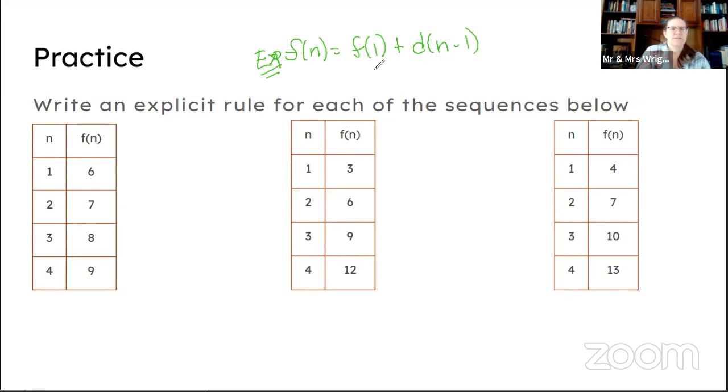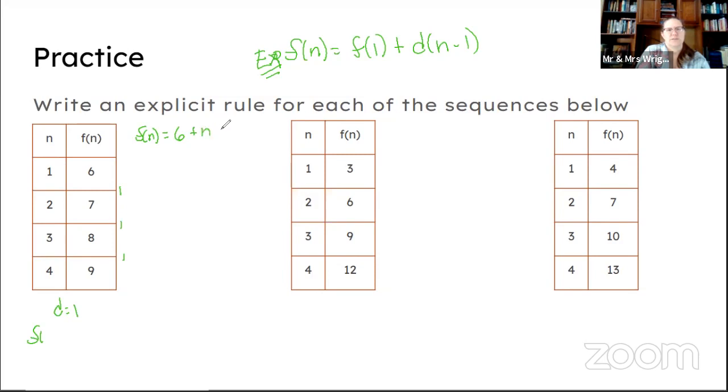All right, so in this case, we do need to figure out what D is before we can start filling out this formula. So the difference between 6 and 7 is going to be 1. 7 and 8 is 1. 8 and 9 is 1. So our D is going to equal 1. So f of, let's actually write it up here. F of n is our first term, 6, plus D, which we know is 1.